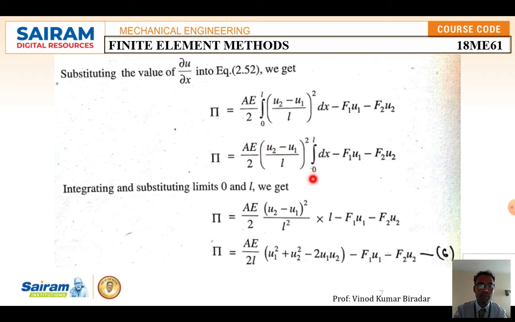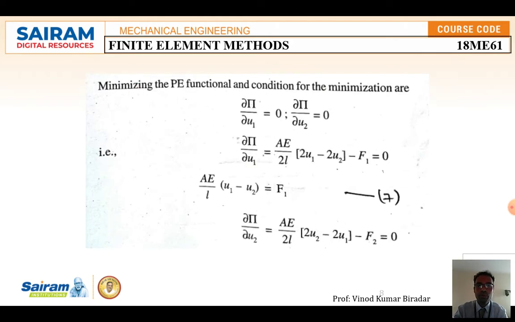Okay, so apply the limit 0 to l. Substitute in this, we are going to get this equation: pi is equal to AE by 2 times (u2 minus u1) whole square by L. Integration of 0 minus 1 is nothing but 1 into 1, this as it is, that is 1 into L, you are going to get minus f1 u1 minus f2 u2. Again you simplify, this is (a minus b) whole square formula, so a square plus b square minus 2ab. So solve this, you are going to get this equation, give equation number 6.